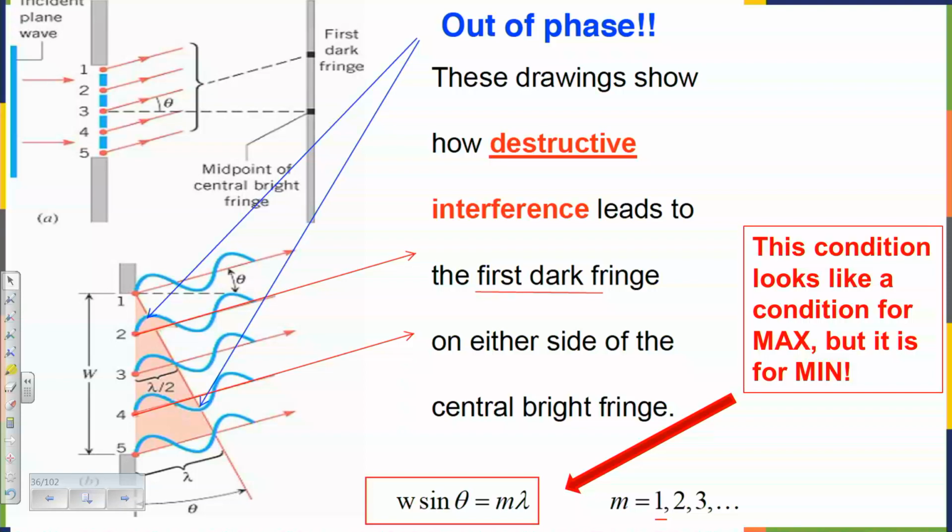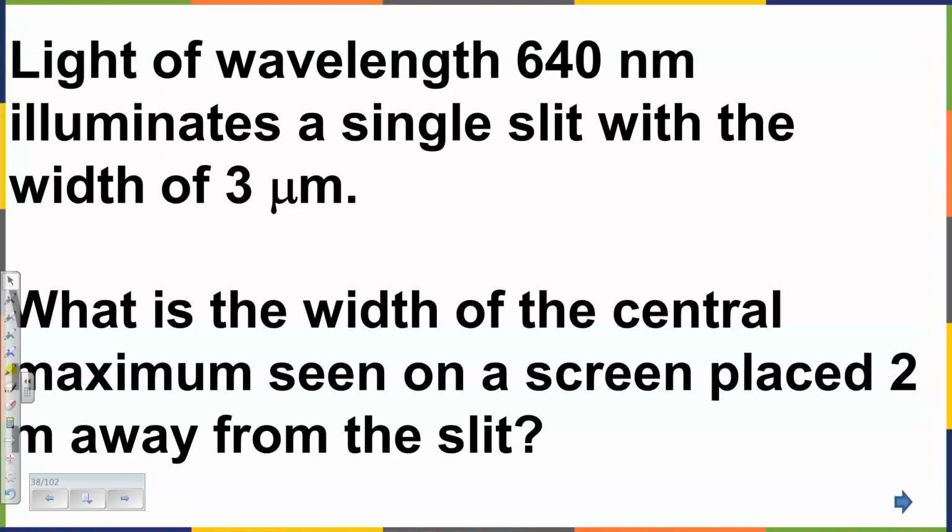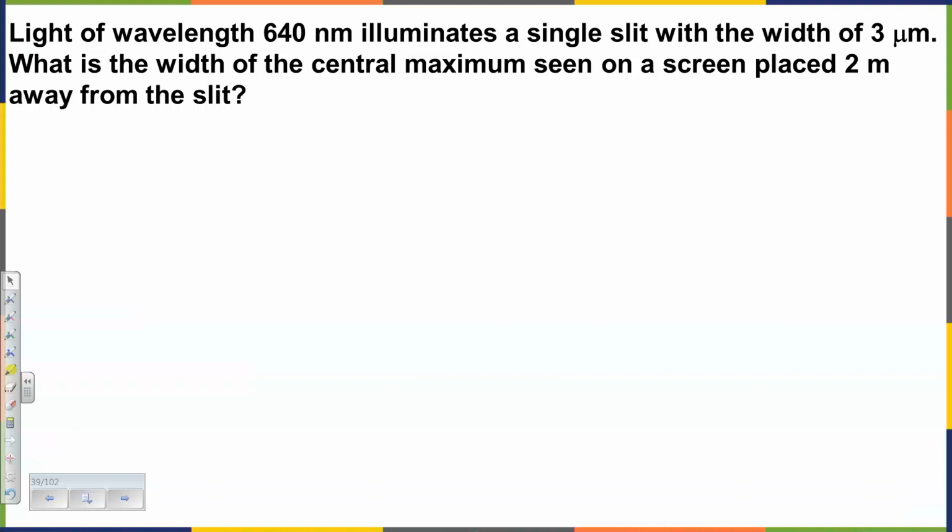Well, now, of course, all we need to do is just look at the summary. So we count minima: first minimum, second, nth. And now we have to solve a problem. Light with a given wavelength passes a single slit of a given width. We just have to draw a picture. So a single slit, a screen.